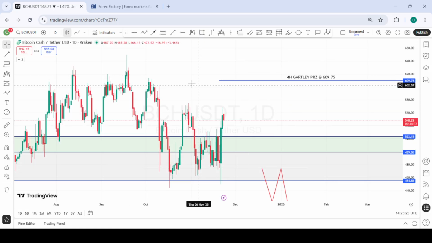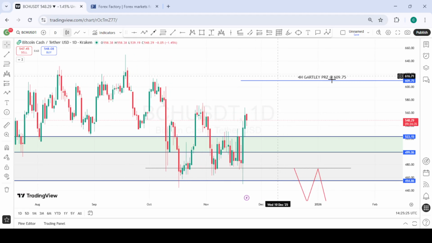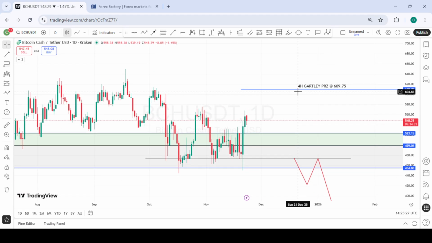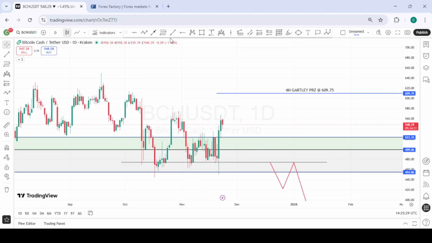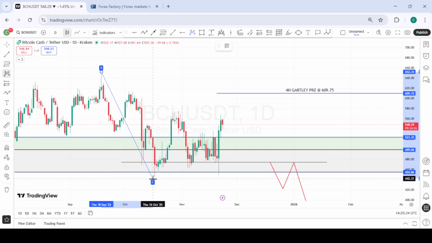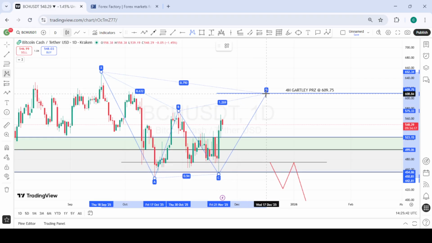So the final one, the last one we have here, is Bitcoin Cash once again. And because we can see now price is giving us a different harmonic pattern formation. So this is a possible Gartley pattern that we see developing right here. So this is the X, this is the A, this is the B, this is our C leg, and we are looking for a continuation to the D leg.